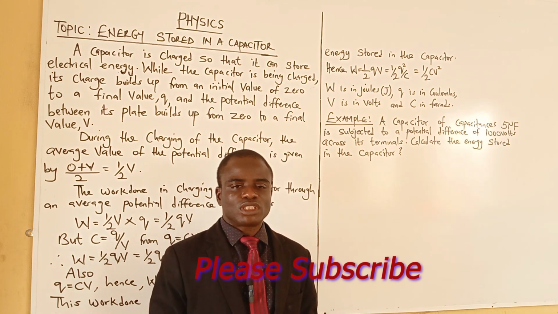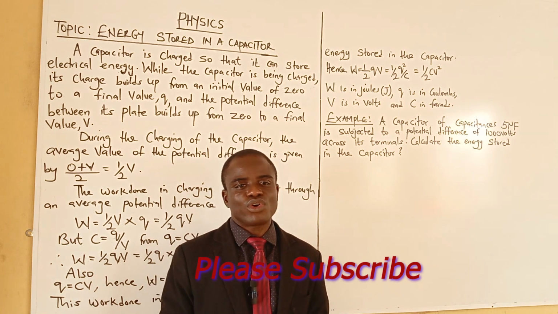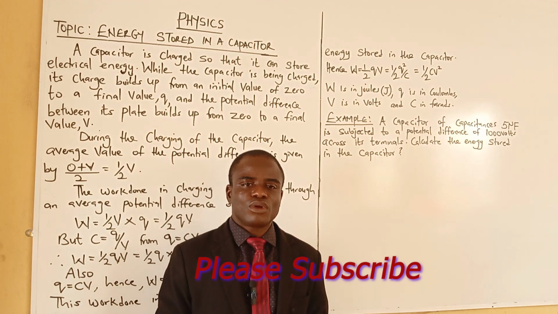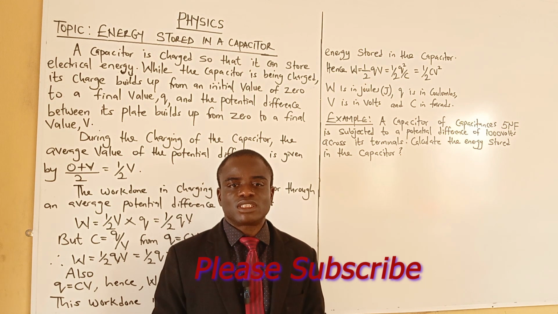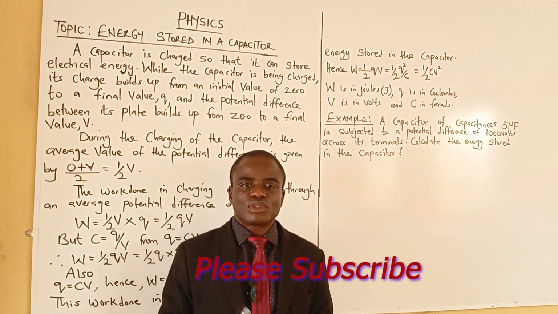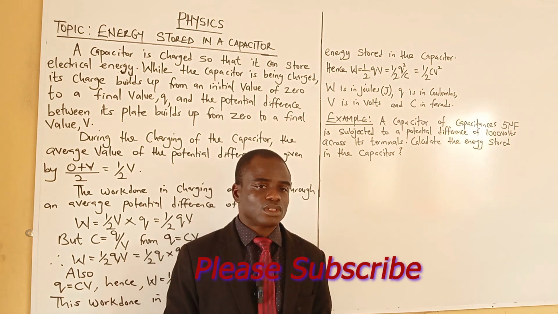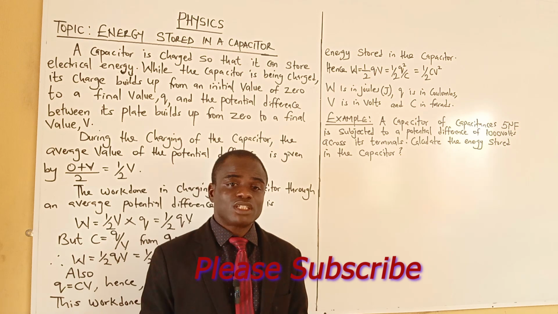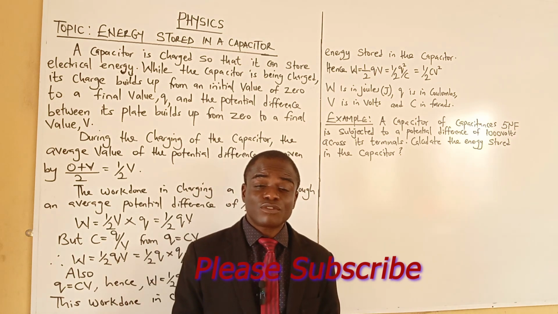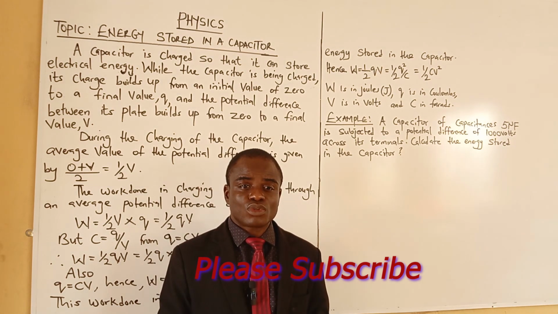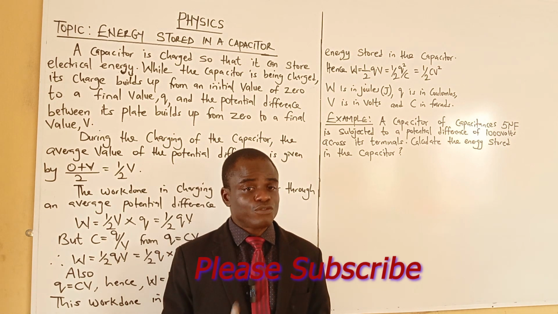A capacitor is charged so that it can store electrical energy. While it is being charged, the charge builds up from an initial value of 0 to a final value of Q. And also, its potential difference builds up from an initial value of 0 to a final value of V.